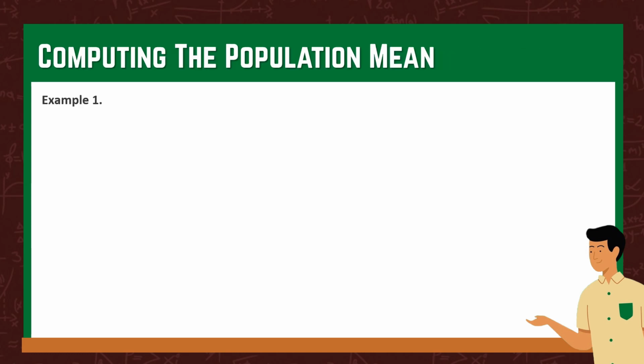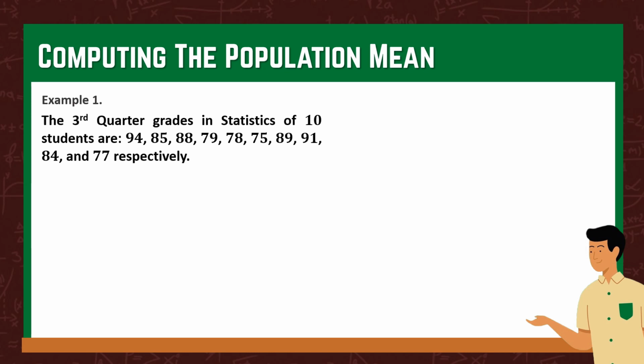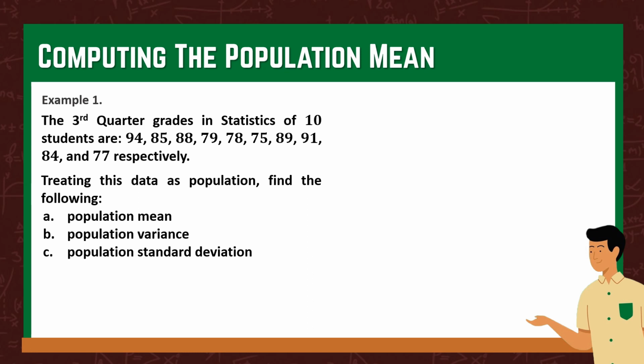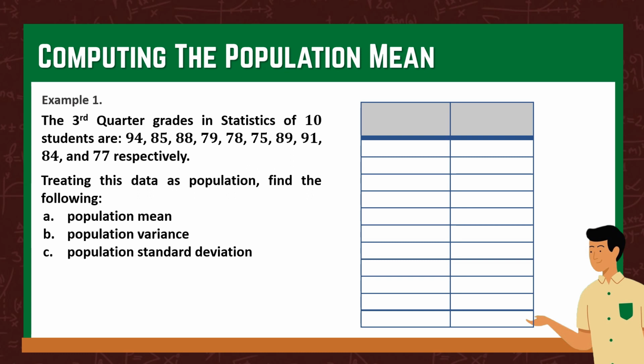Let's have an example. The third quarter grades in statistics of 10 students are the following. Treating this data as population, find the following: A. Population mean, B. Population variance, and C. Population standard deviation. First, let's summarize or arrange our data using a table. So we will have something like this.